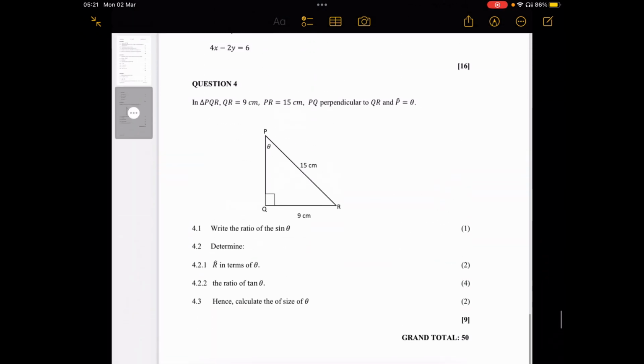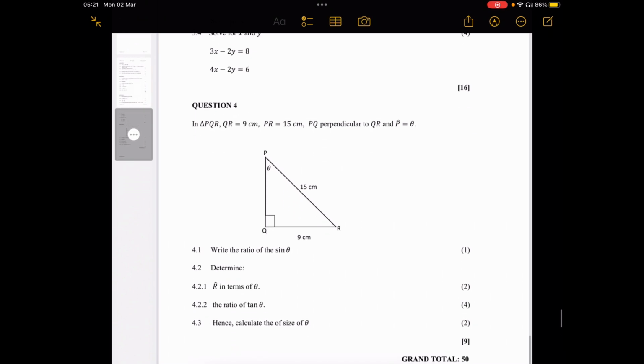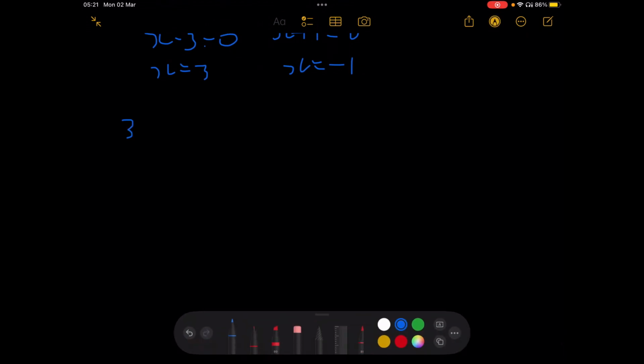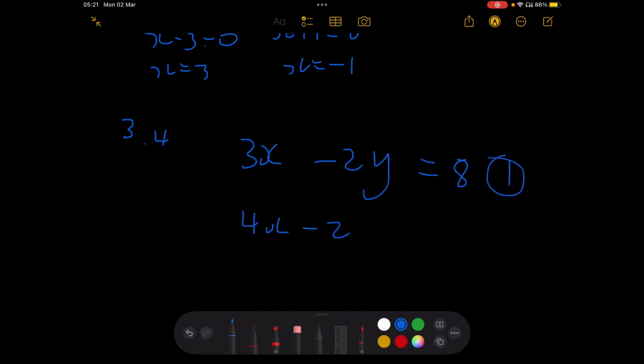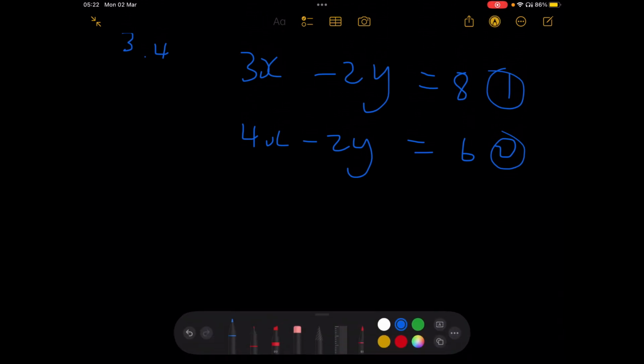Okay, now 3.4, solve for x and y simultaneously: 3x minus 2y equals 8 and 4x minus 2y equals 6. It says here 3x minus 2y equals 8, that's our first equation, and 4x minus 2y equals 6, that's our second equation. Best way to eliminate would be by subtracting equation 1 from equation 2, each and every term horizontally aligned.